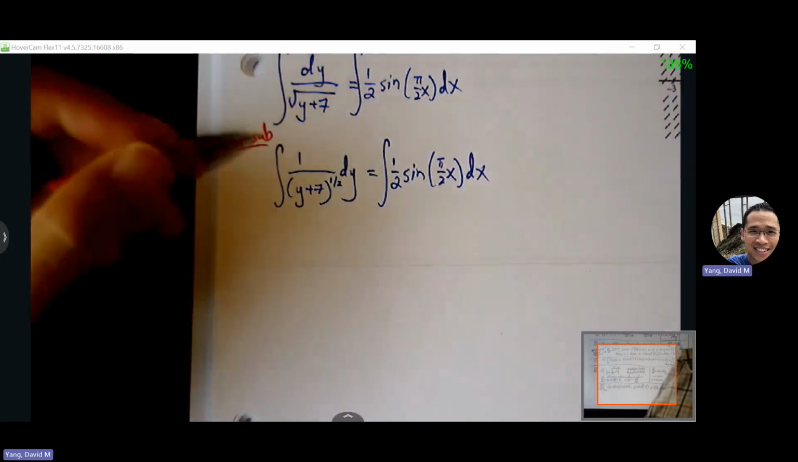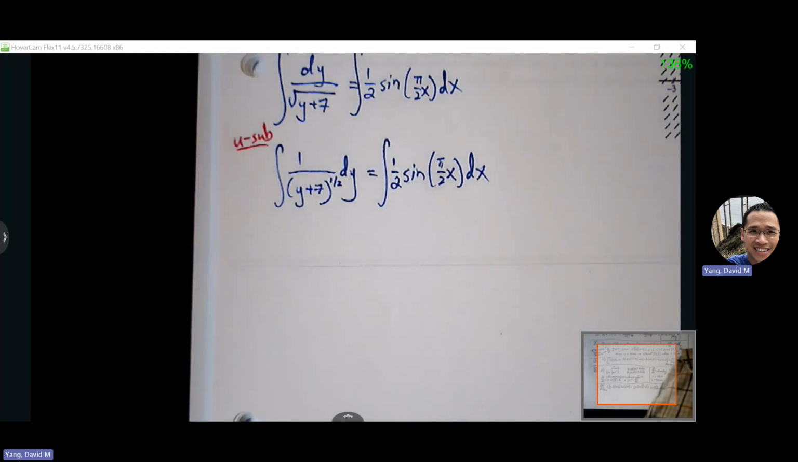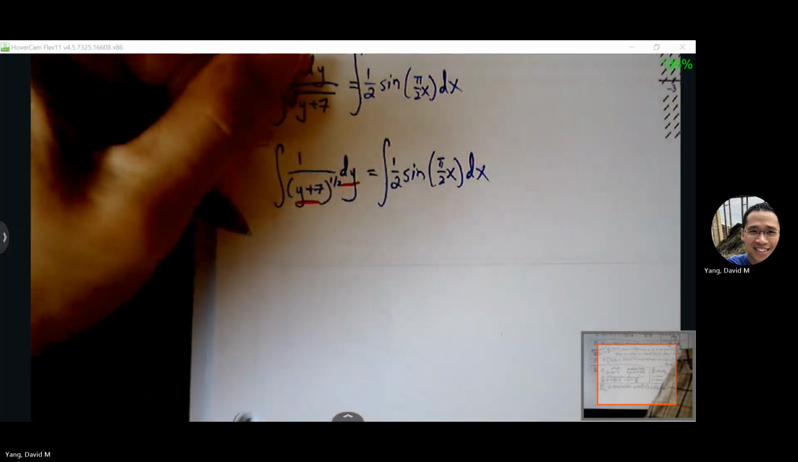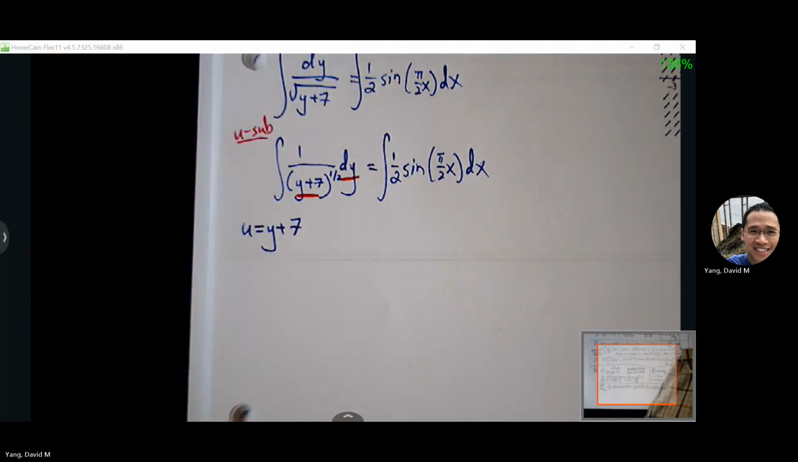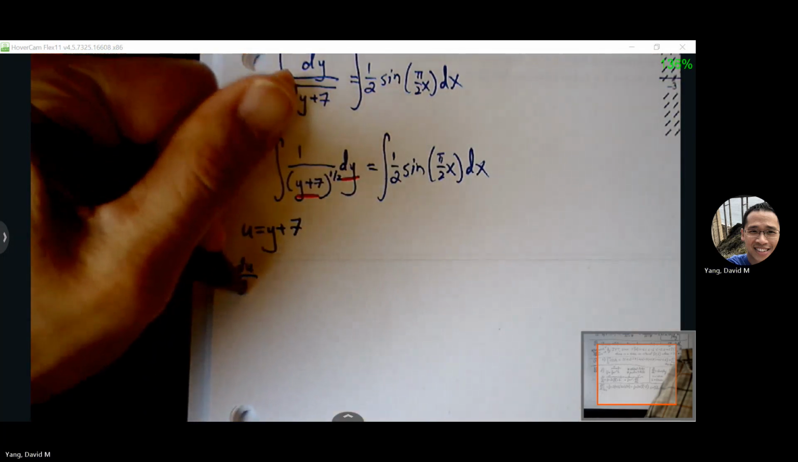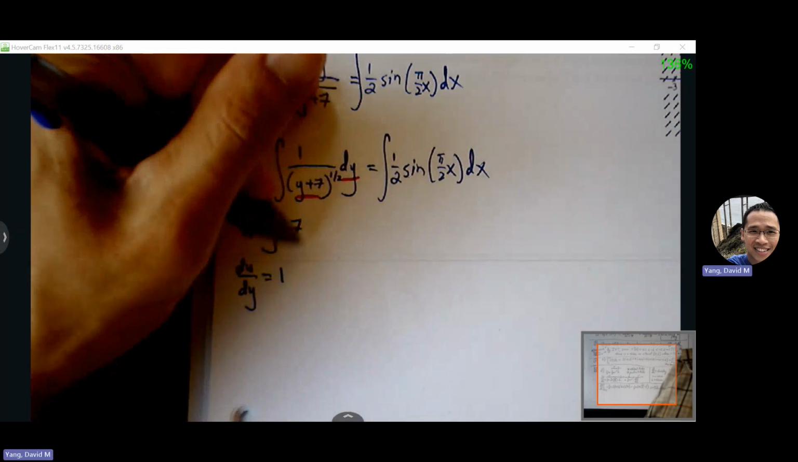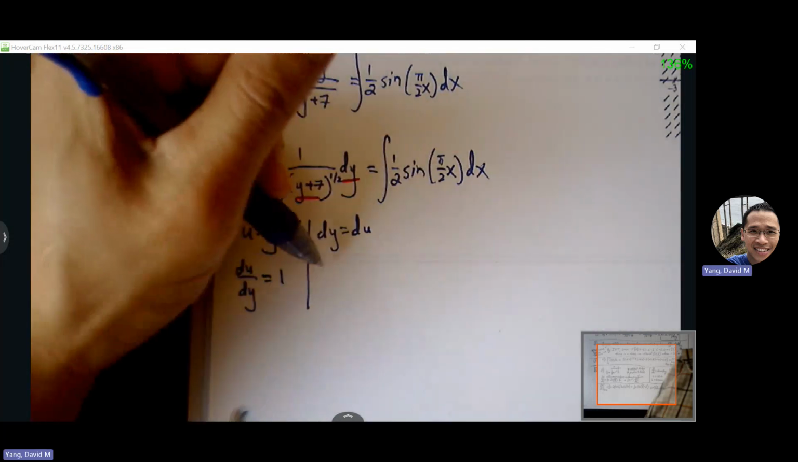Y plus 7, yeah. So if you're ever questioning what the u value is, always start with what's inside the parentheses. That's usually going to be where your u value is going to be. Okay, what's the next step with u substitution? Du. Du, dy. What's the derivative? It's 1. Okay, cross multiply. Make your substitution.